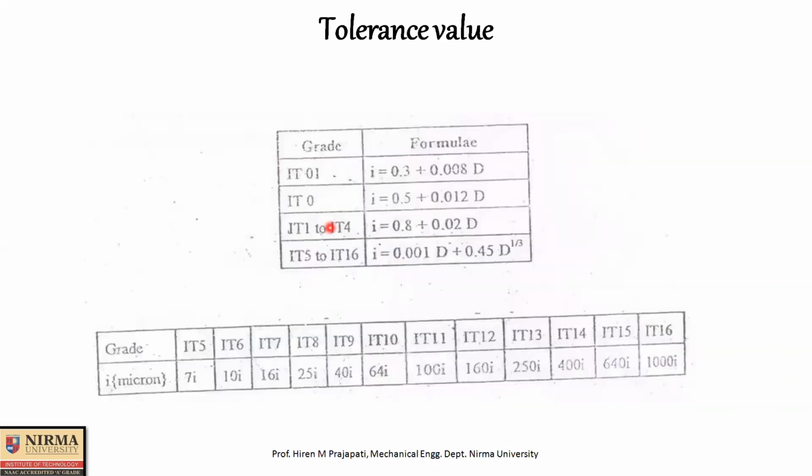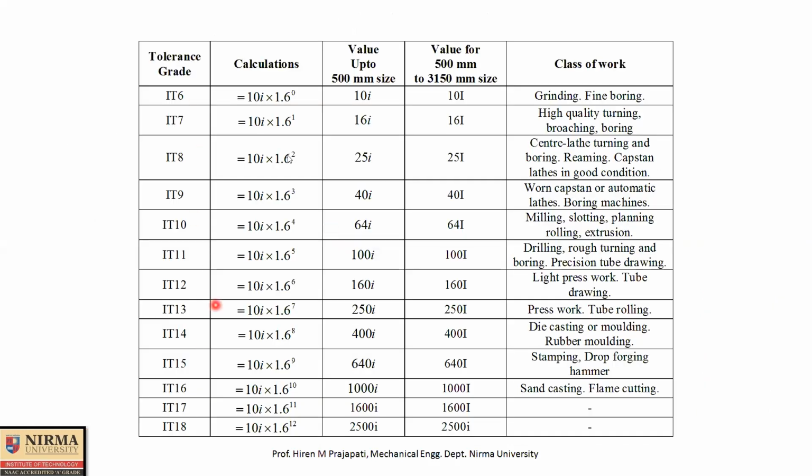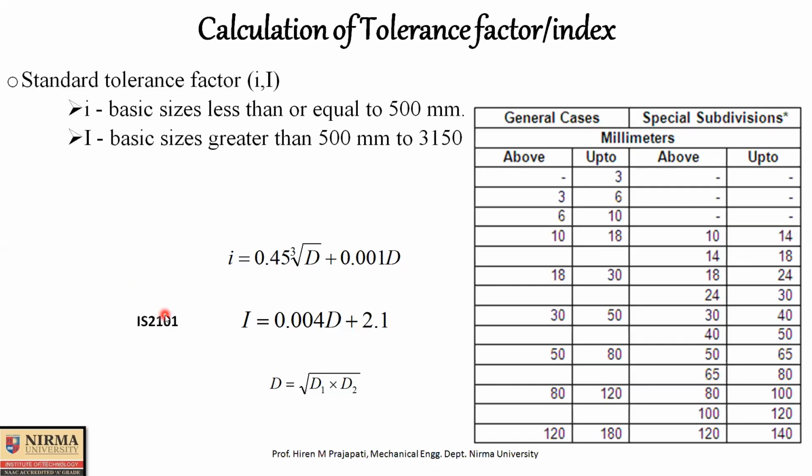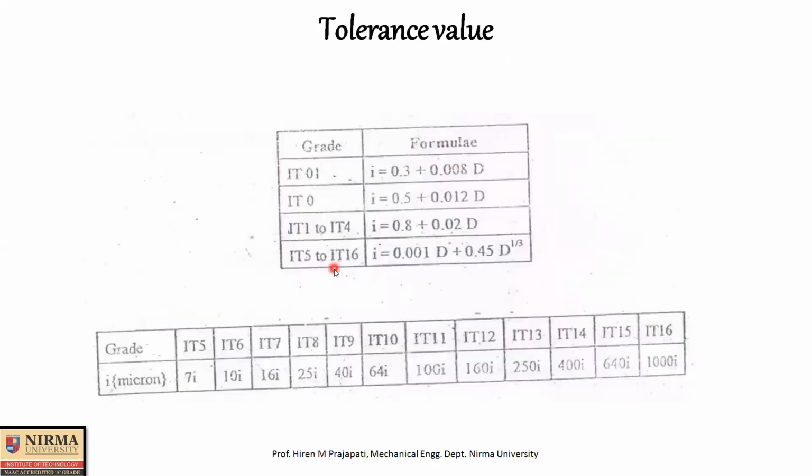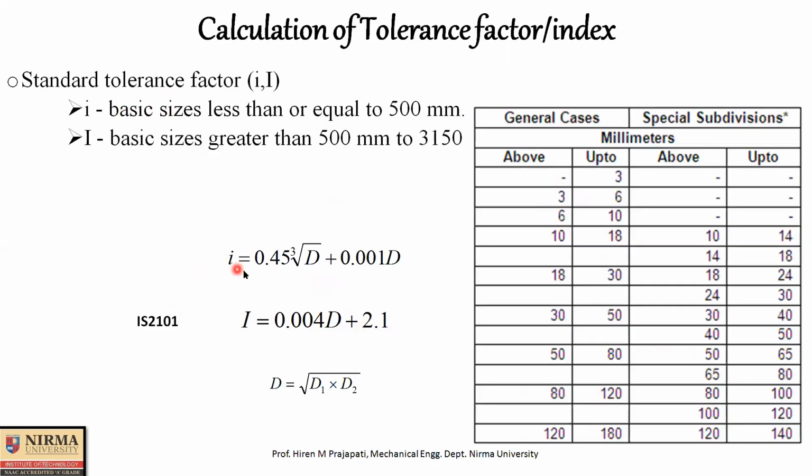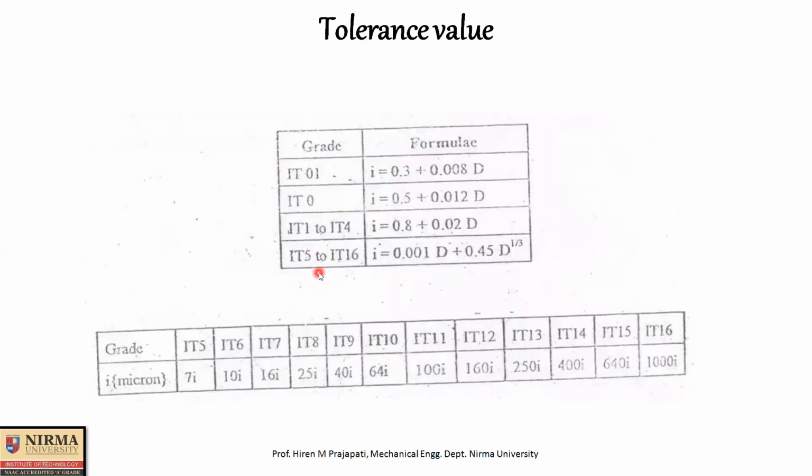Now again, that same table, if you look here, but here the entire series is given and the type of manufacturing process is also listed, which can give you the type of tolerance grade. The same is summarized in this small table. So if you look here, for IT5 to IT16 grades, different equations are given. If you take IT6, then 10 times I, where I is the tolerance factor. How to find the tolerance factor is what we discussed. Okay, so I hope it is clear how to find out tolerance values for this problem.